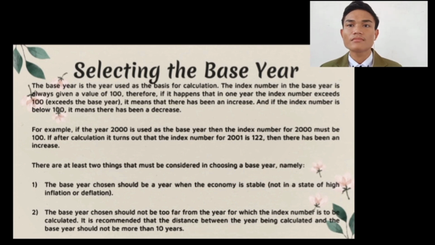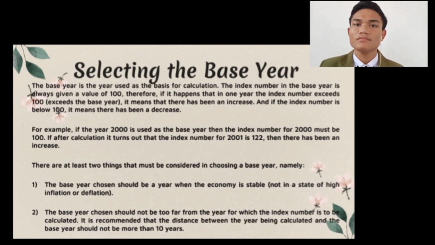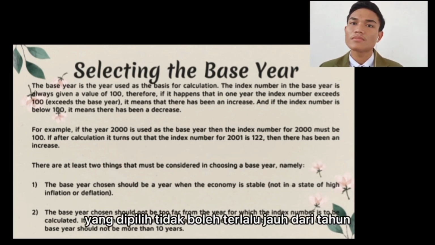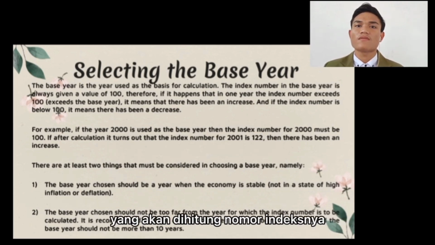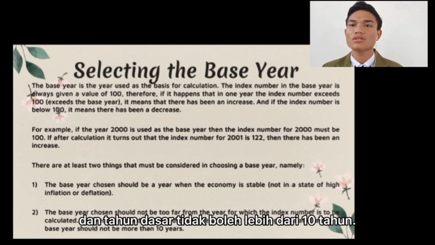Namely, 1. The base year chosen should be a year when the economy is stable. 2. The base year chosen should not be too far from the year for which the index number is to be calculated. It is recommended that the distance between the year being calculated and the base year should not be more than 10%.